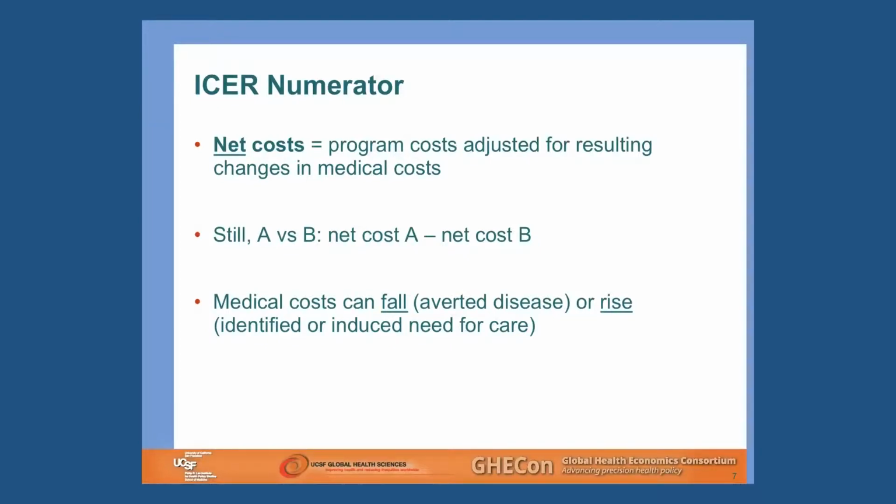So we're going to take the ratio apart now and look at the numerator and then the denominator. The numerator consists of the net cost, that is to say the cost of the intervention or the program adjusted for resulting changes in medical care. So very often an intervention will avert future illness and therefore avert future medical care costs. So the net cost, again, is the cost of the intervention minus the cost of averted future medical care.